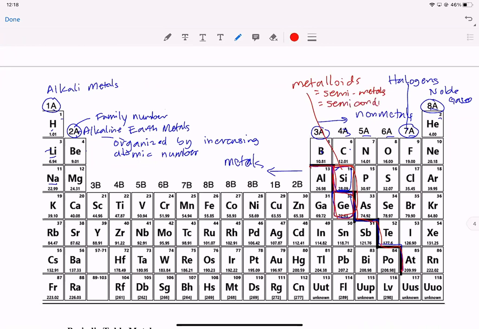And I mentioned silicon. Silicon here in this box is a semiconductor. It is a semiconductor used in computer chips because it conducts heat and electricity a little bit. It can conduct it in a controlled manner. And so that's why silicon is used in a computer chip, is that you can turn on and off the flow of electricity, and that's your zeros and ones that allow for computer processing.